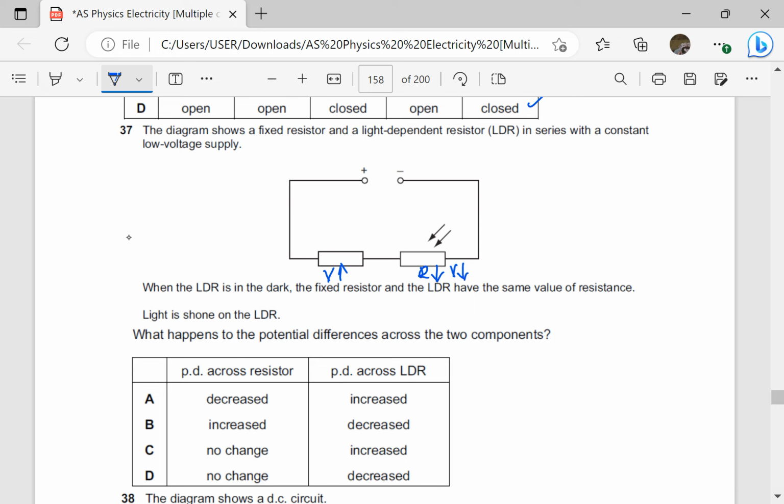What happens to the potential difference across the two components? For the fixed resistor, we have said it increases. Automatically for the LDR, it is decreased. So the answer is going to be B.